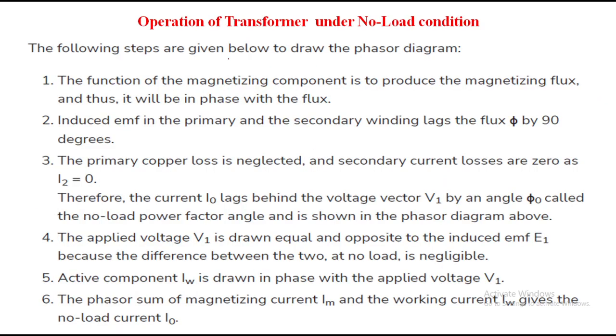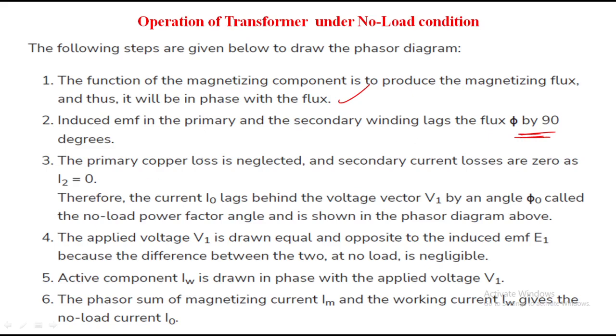So these are the very important points regarding drawing the phasor diagram. The function of the magnetizing component is to produce the magnetic flux, and this will be in phase with the flux, right? We all know that. The induced EMF in the primary and the secondary winding lags the flux by 90 degrees. We have derived this relation between EMF and flux.